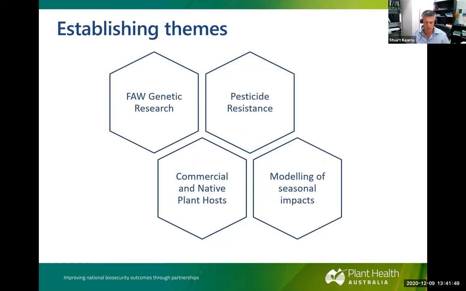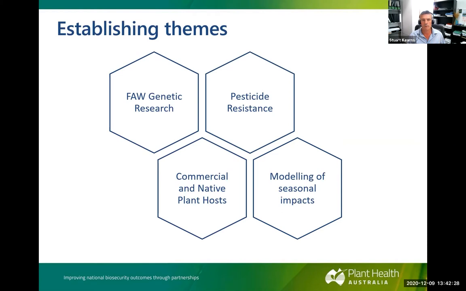We also very quickly understood that generating a big long list of activities, whilst being a good start, was not really going to be helpful in identifying where the gaps were and where opportunities for additional work might be. And so four themes were established by the Commonwealth, the Department of Agriculture, Water and Environment, to map out the portfolio of fall armyworm R&D activity, so we could understand where we had a lot of investment and activity, where we didn't, and where some of the gaps might be.